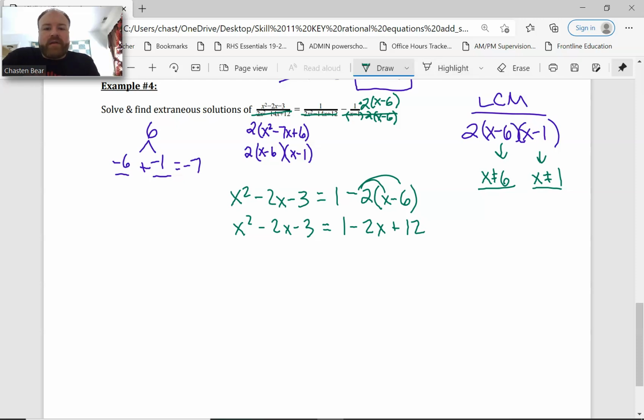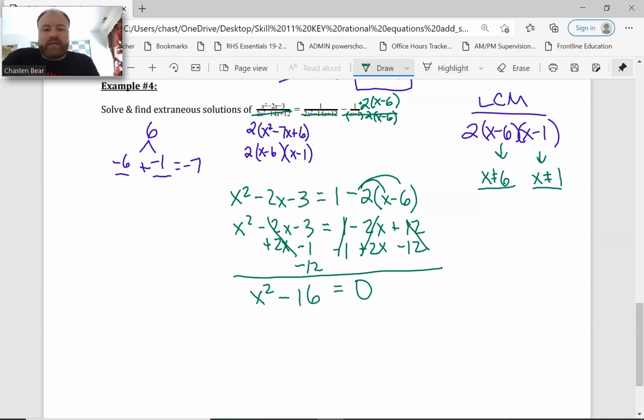We know that this is quadratic, so we're going to have to zero out one side. Oh, I guess I should have combined like terms first, but it doesn't really matter whether I do it now or I do it later. Let's see. Oh, my negative 2x and positive 2x, those cancel out. So I get x squared minus 16. Oh, nice. This one will factor as x plus 4, x minus 4.